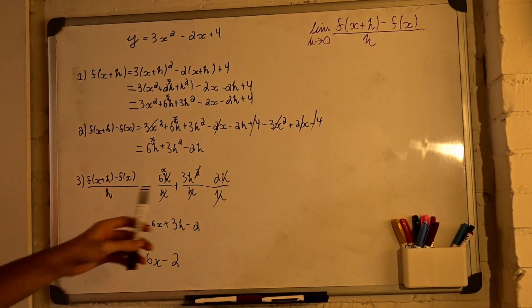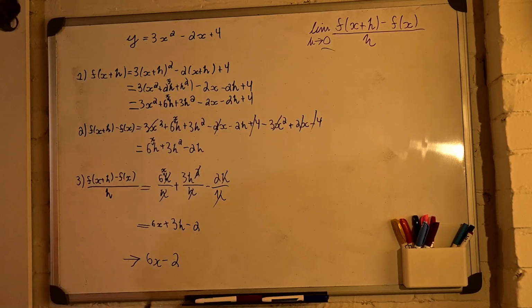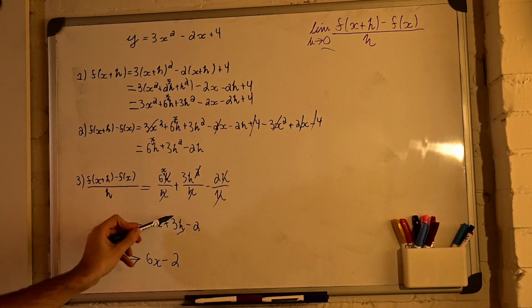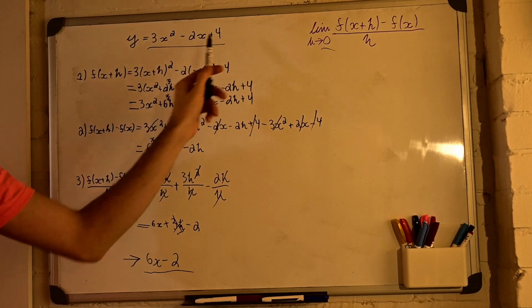However, of course, if you remember, this is the limit as h approaches 0. So if the h here approaches 0, well, 3 times 0 is just 0. So we just get rid of this. So we end up with 6x minus 2. And that's our final answer. This is the derivative for this right here.